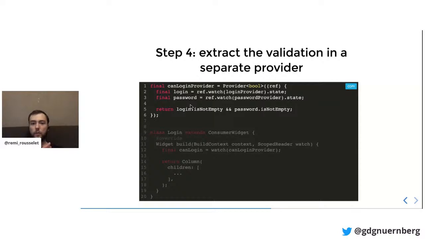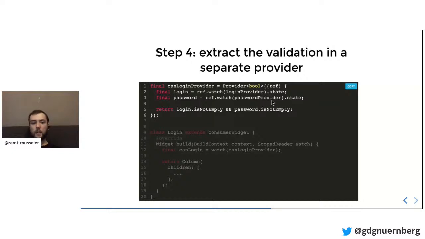And so the state of this provider will actually be the combination of the other providers. To do that, we can use the ref parameter that is passed to our provider, which we saw previously. Using this ref object, we can call the watch method, which is equivalent to the watch method of the consumer widget, and which will make the provider listen to the provider of your choice. So here, the can login provider is listening to the login provider and the password provider, such that whenever either the login or the password updates, then the can login state may update.